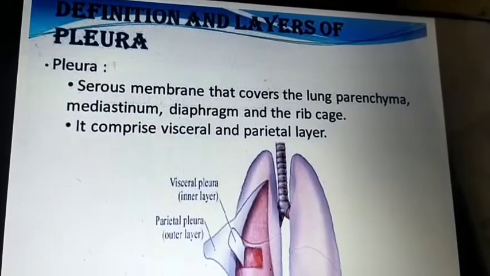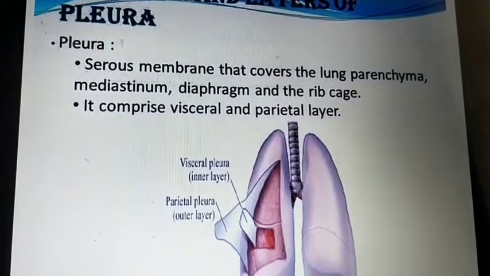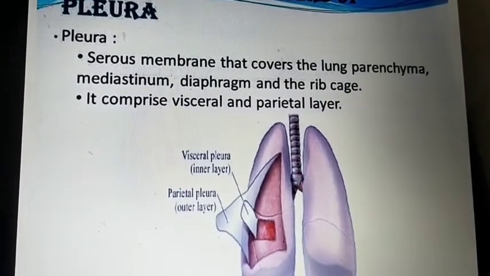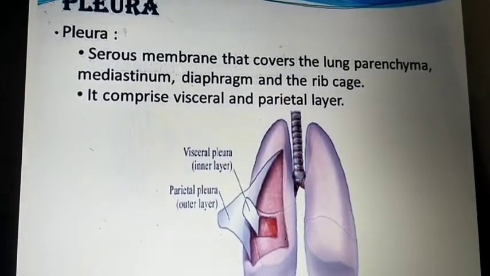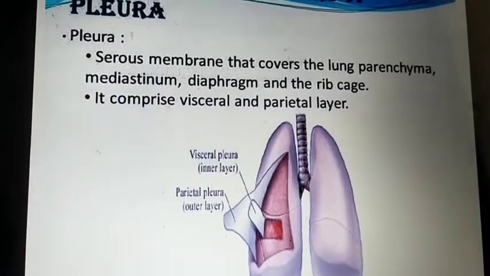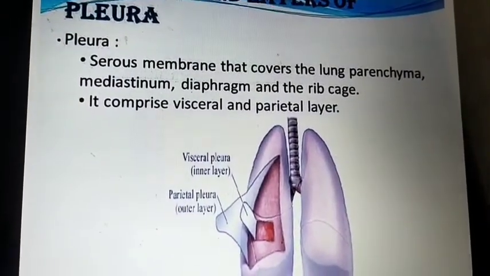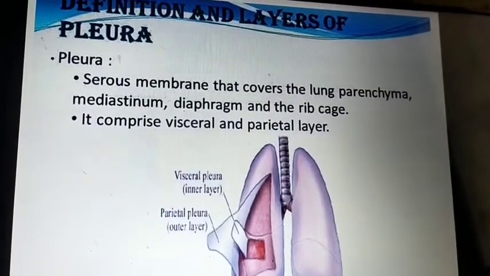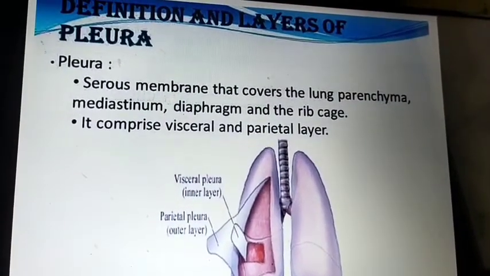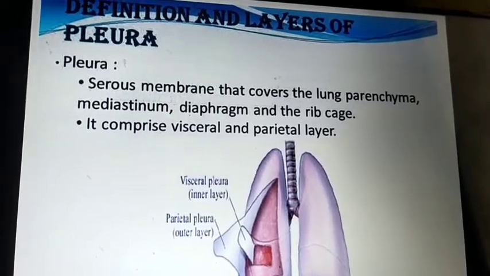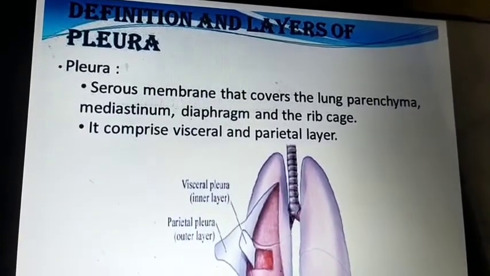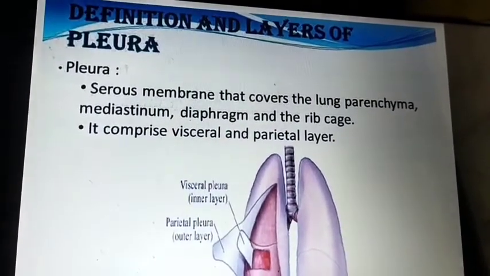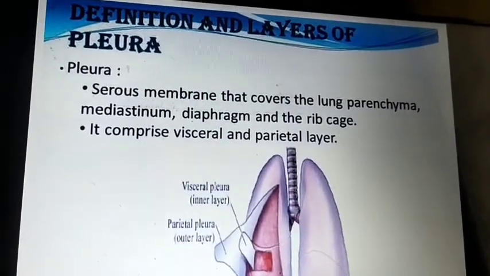The pleura is a serous membrane that covers the lung parenchyma, the mediastinum, the diaphragm, and the rib cage. It is not only covering the lungs. This serous membrane mainly covers the lung parenchyma, and it also covers the sides of the lung: the mediastinal side, the diaphragmatic side, and the inner surface of the rib cage.